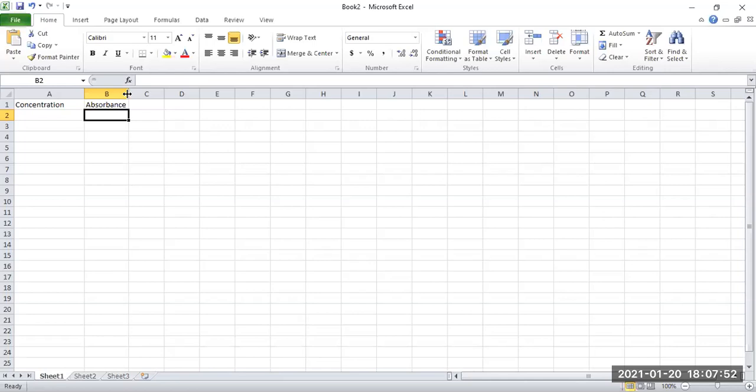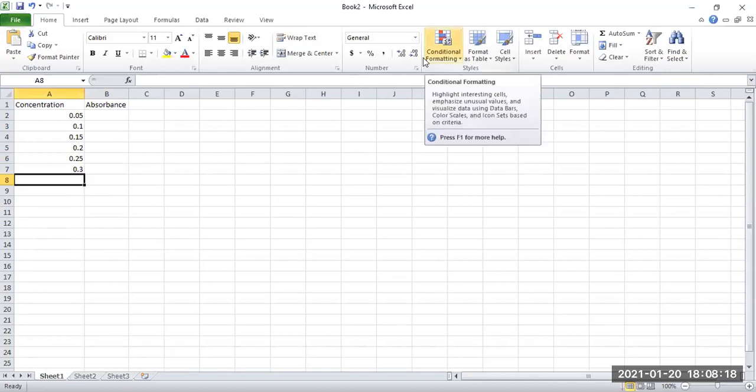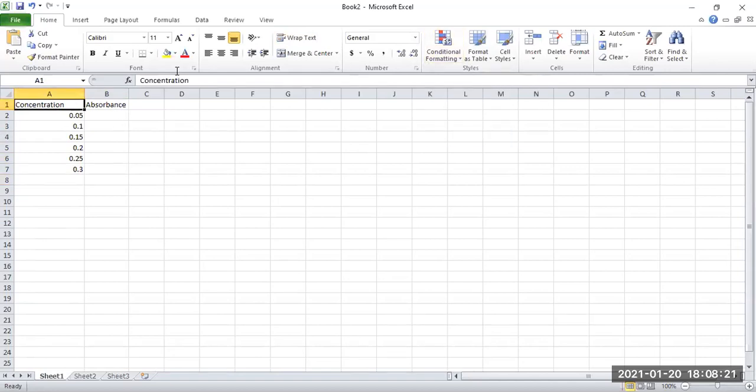So I'm going to give you some fake data here. We're going to invent some concentrations and say that we have 0.05 and 0.1 and 0.15 and 0.20 and 0.25 and 0.30. All right, that's my concentration data. Let's go back and label this and specify that it's M, for molarity.